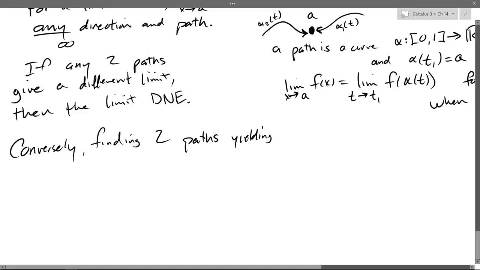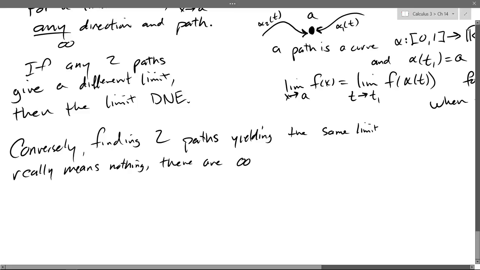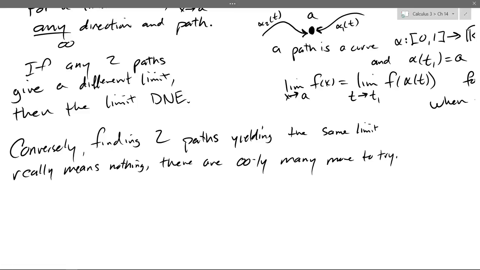So I said this, but I'm just going to write it down. Conversely, finding two paths yielding the same limit really means nothing. There are infinitely many more to try. And you'll never get to infinity. However many finite ones you do, you'll have infinity left, so don't try it. Only works if there's two, which happens on a line.